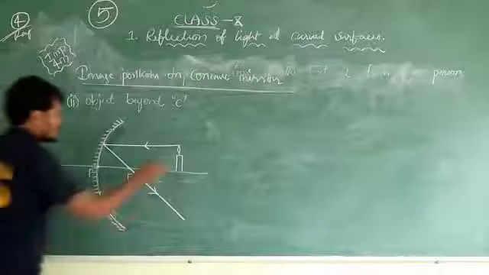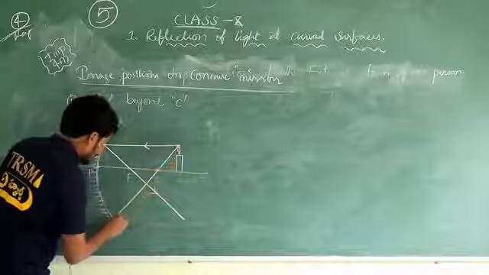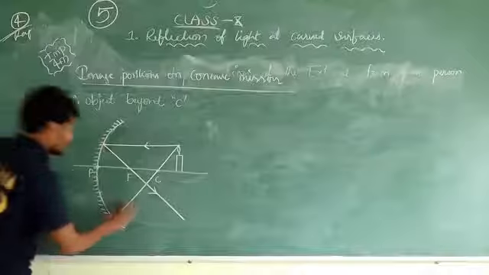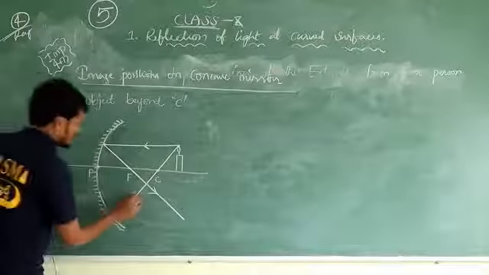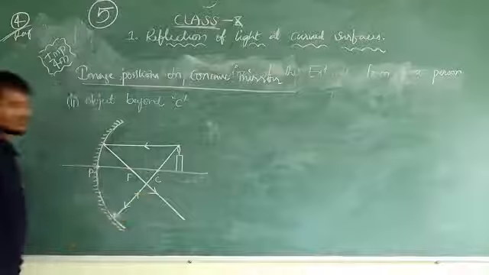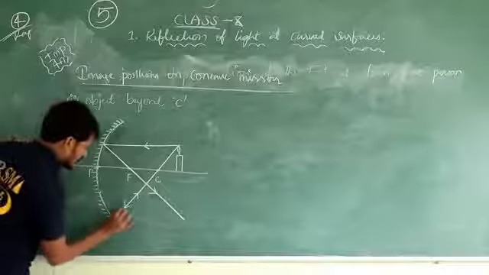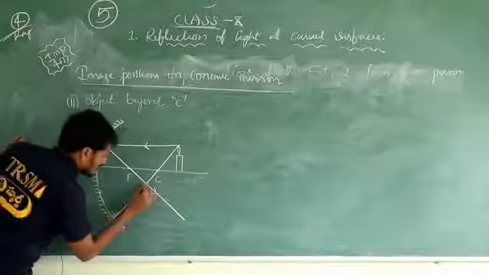And I consider one more incident ray, which is passing through the center. We know that if an incident ray passes through the center, reflection also occurs through the center only. So now this reflected ray and this reflected ray, both reflected rays intersect here.